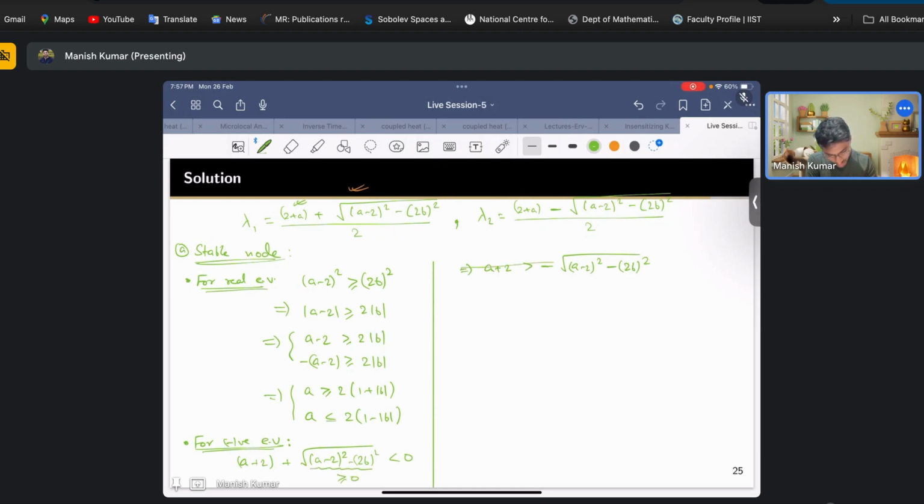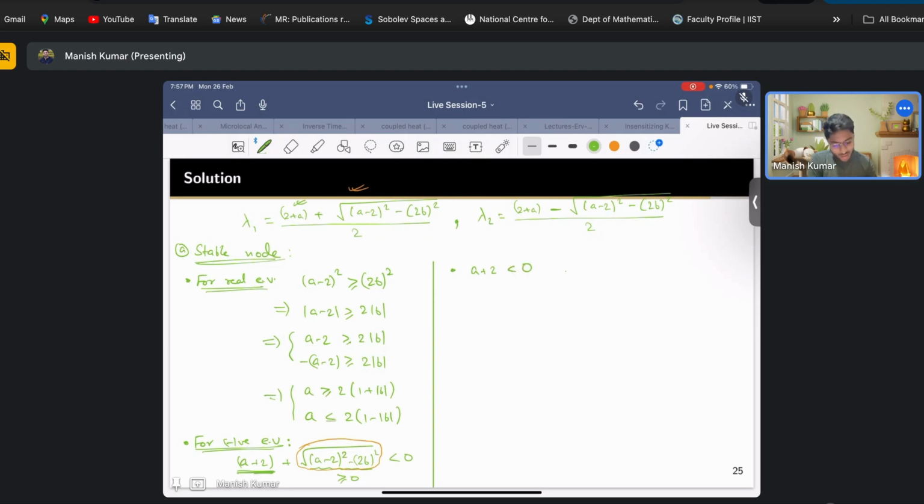So you can write here two things. So see, to make this negative, what do you need? The first thing you want to make sure is that this should be negative, right? Otherwise, there is no chance of making this whole term negative, because you know that this term is positive, right? So to make sure this is negative, the first thing you want to make sure is that a plus 2 should be negative, right?